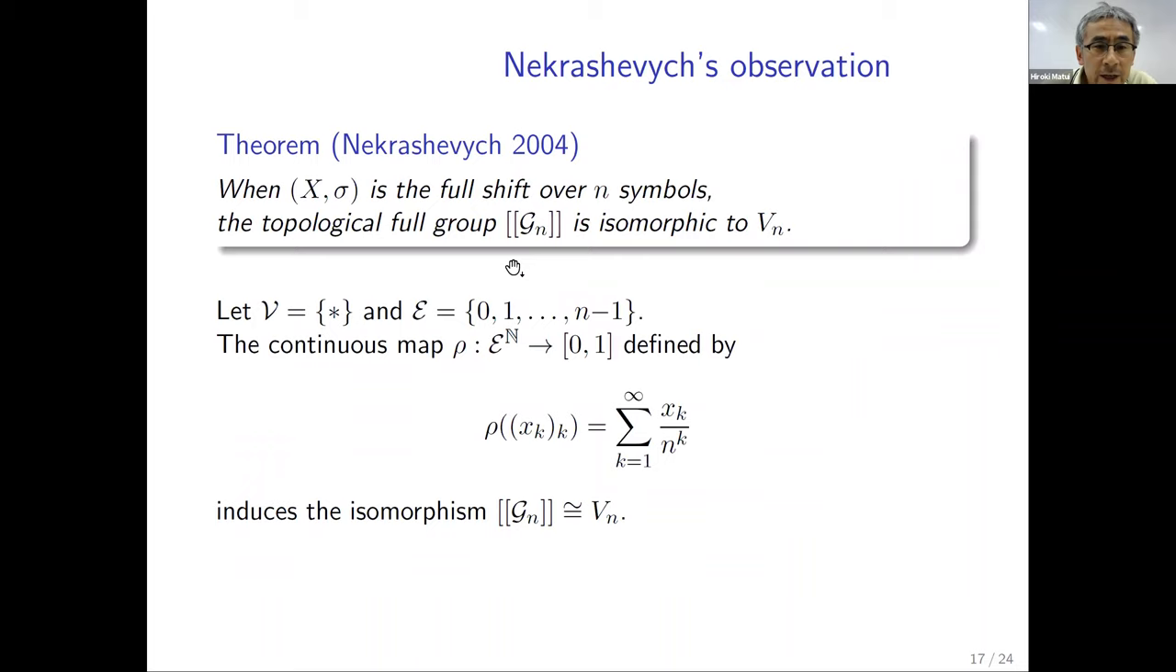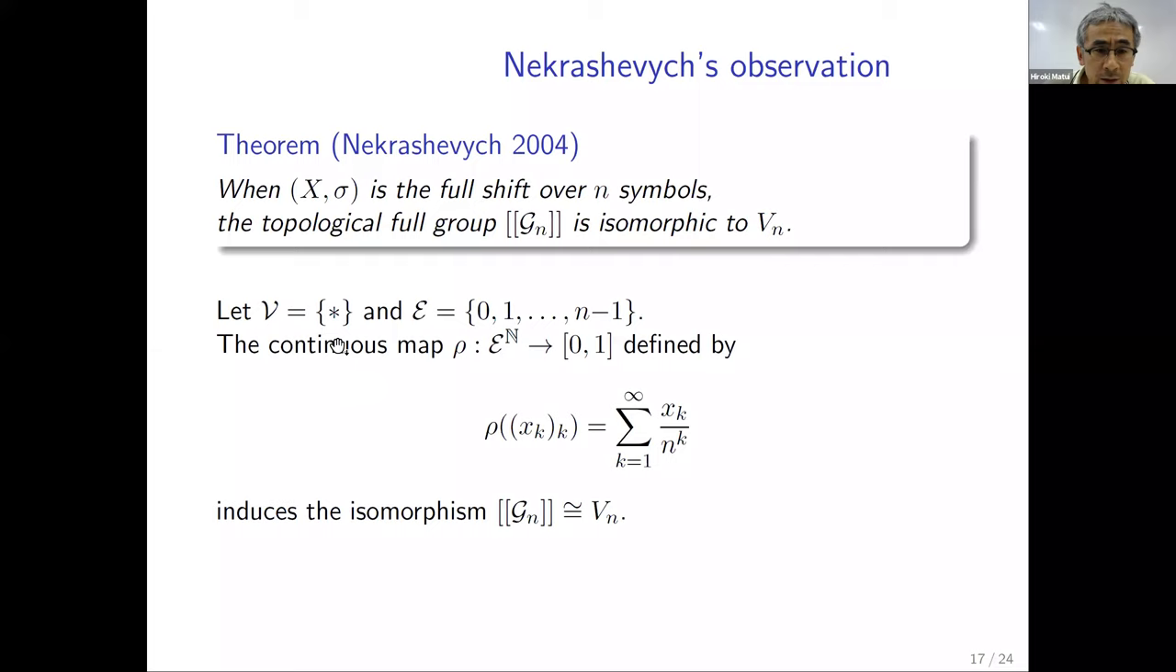Nekrasiewicz observed this. When X sigma is a full shift over N symbols, then its topological full group, double bracket Gn, is naturally isomorphic to the Higman-Thompson group, Vn. Okay, the topological full group associated with the full shift over N symbols is isomorphic to the Higman-Thompson group. And yes, it's not so hard to see this isomorphism.